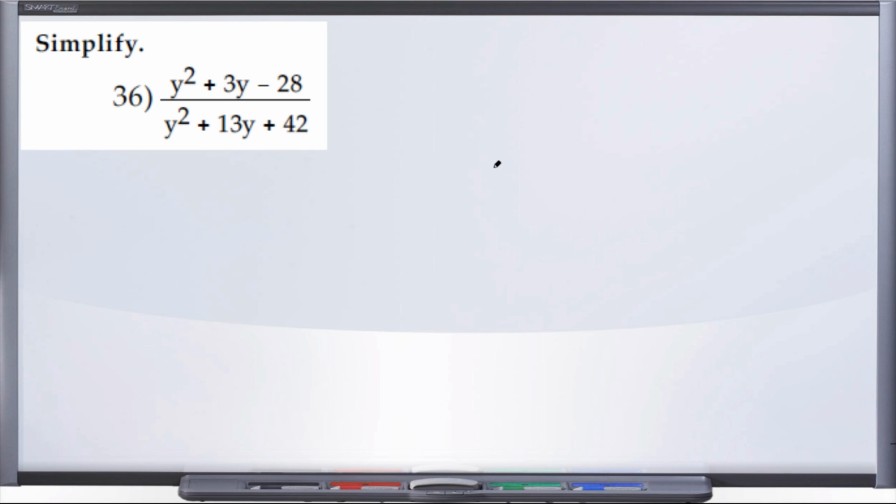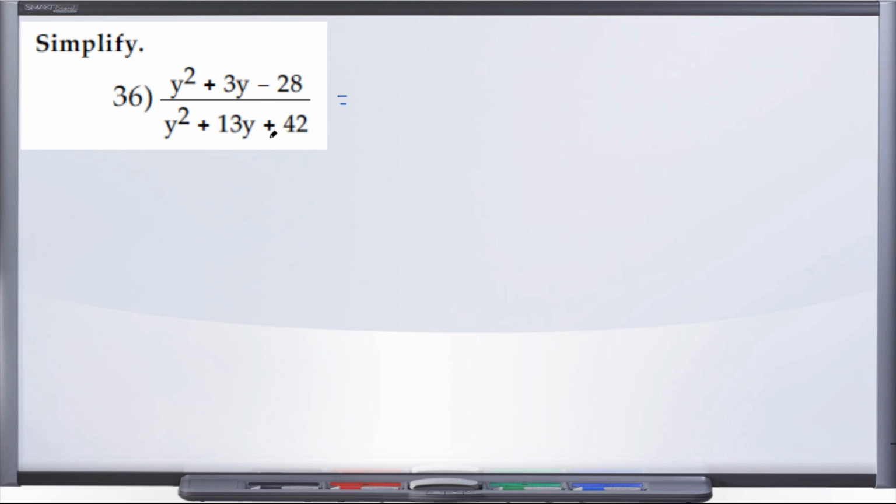All right, number 36 tells us to simplify, and they've given us y squared plus 3y minus 28 over y squared plus 13y plus 42. And so what we're going to do here is treat the numerator and the denominator as their own separate problems. And when I say that, I mean let's go ahead and factor the numerator just like we would any other time. Let's factor the denominator just like we would any other time.